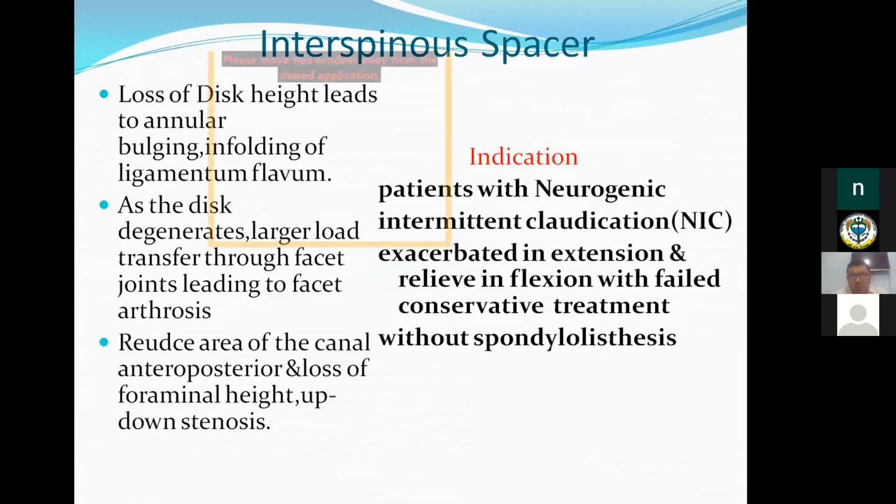So next is the interspinous spacer. The only indication of the interspinous spacer device is neurogenic intermittent claudication, which exacerbates in extension and is relieved in flexion, with failed conservative treatment and without spondylolisthesis. What happens in degenerative condition is that once the disc height is decreased, it leads to annular bulging and infolding of the ligamentum flavum, and that leads to stenosis of the canal.